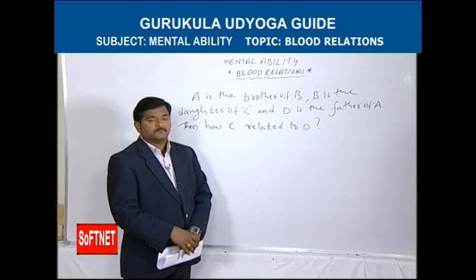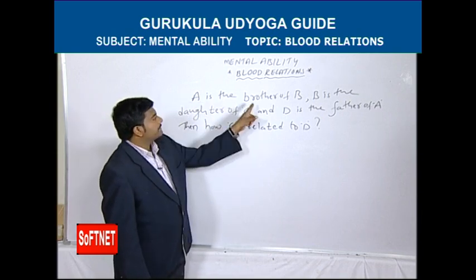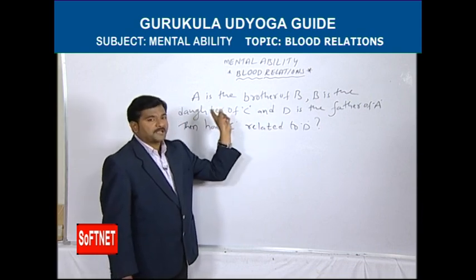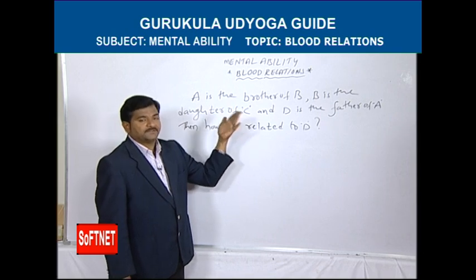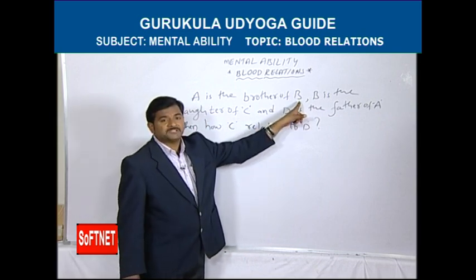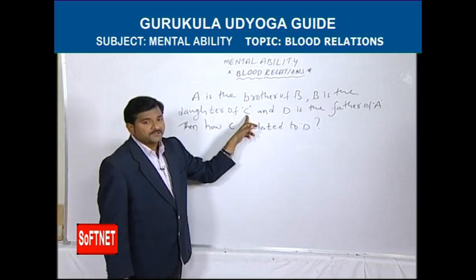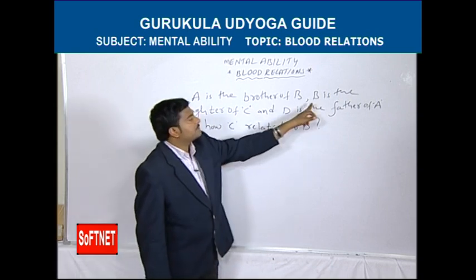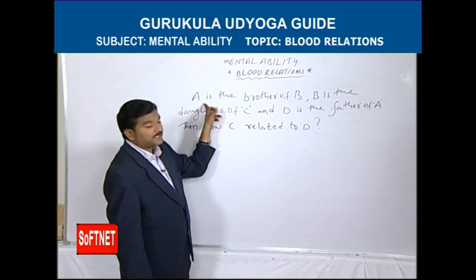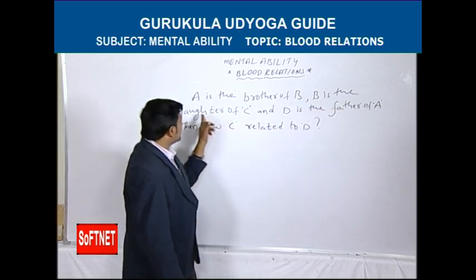I took one question. We will try to solve this question by using blood relation concept. Observe here, A is the brother of B. A is the brother of B means A means male gender. We don't know about the gender of B, keep aside. And B is the daughter of C. From the second sentence it is clear that B is female gender.